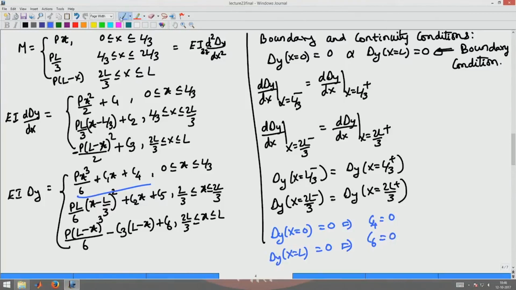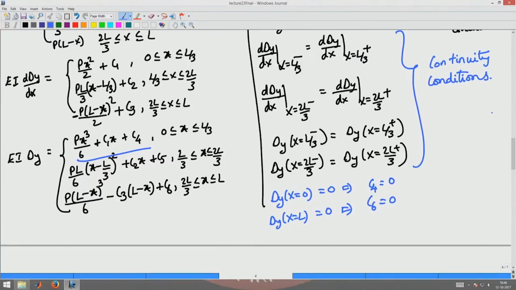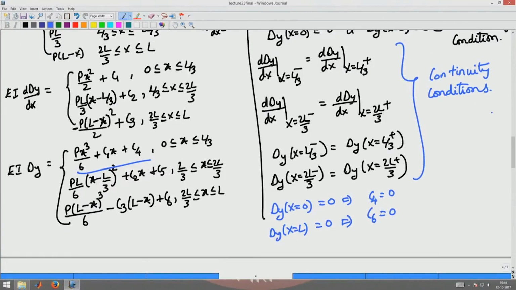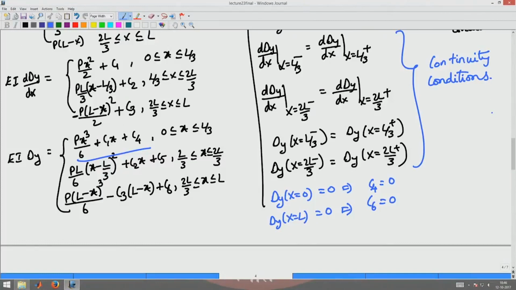The other constants I have to find from these continuity conditions. These conditions are called continuity conditions. Now let us apply the first continuity condition, d delta y at x equal to L by 3 minus. I have to use this equation at L by 3 minus, and this should be equal to the value at L by 3 plus, which is this equation.